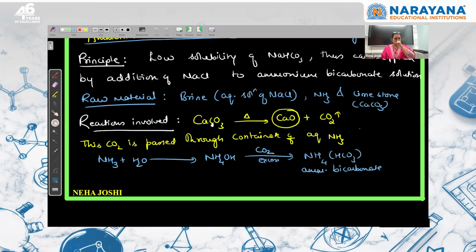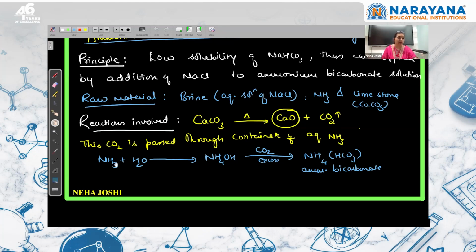What we do is, we heat CaCO3 and CaO is formed. CaCO3 is called limestone, CaO is called lime. CO2 is released. We just do not allow it to go, we store it. We do not use it. We store it, and thus this CO2 is again recycled. So how we use it? This CO2 is passed through a container having aqueous ammonia.